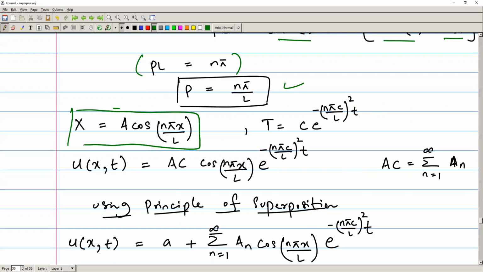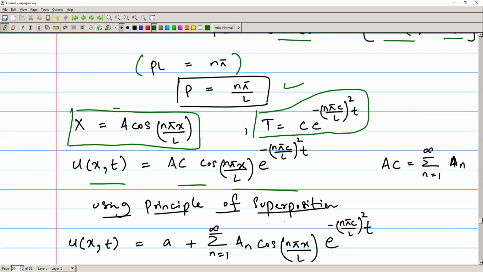Because we already showed that B is equal to 0. So what we did here is we replaced the value of p with n pi over L. So now the equation is u of x, t is equal to A C cos n pi x over L times e to the power negative n pi c over L, whole square, t.